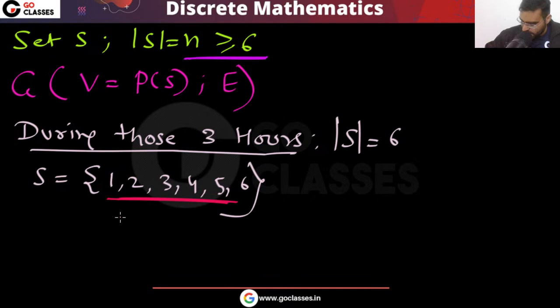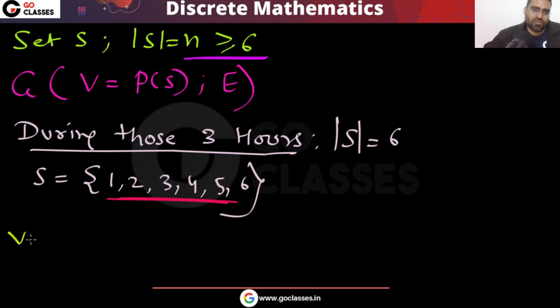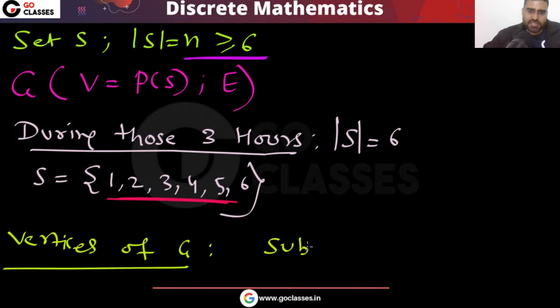Now you can easily see a simple question I'm asking. You tell me, all the 2 size subsets, will they have the same degree? So you can notice now, what are the vertices of G? These are the subsets of S, right? So you can divide them like this.